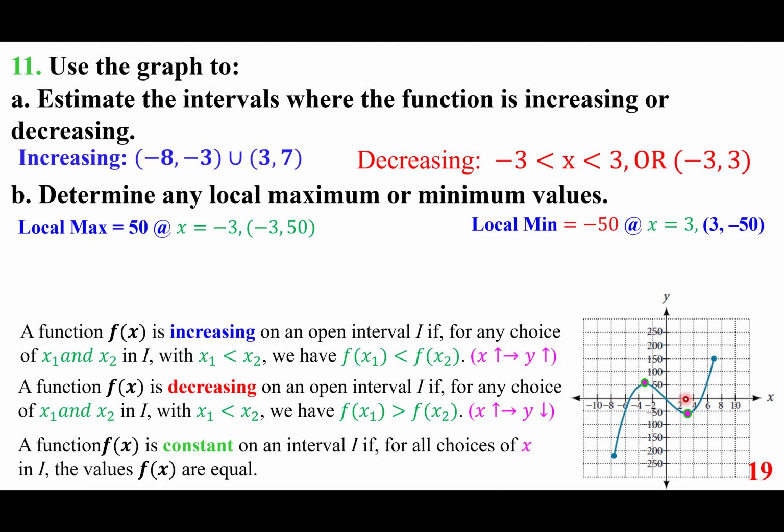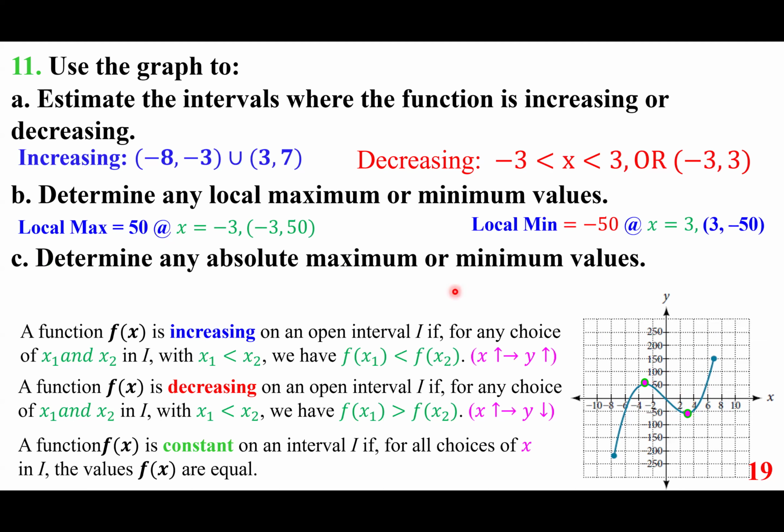Now, determine any absolute max or min. The endpoints may be absolute max or min, but they can't be local. So we have two endpoints. This one is the absolute max, and it's equal to 150 at x equals 7, or 7 comma 150. This is the way you write it. Absolute max equals 150 at x equals 7, or the pair 7 comma 150.